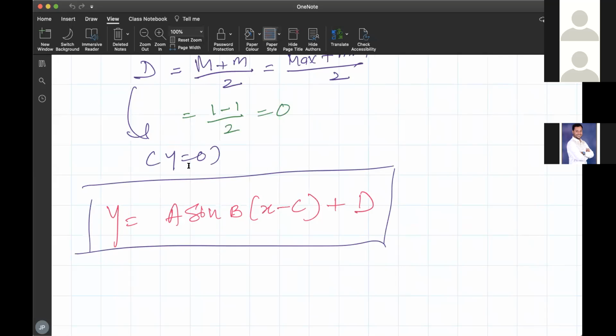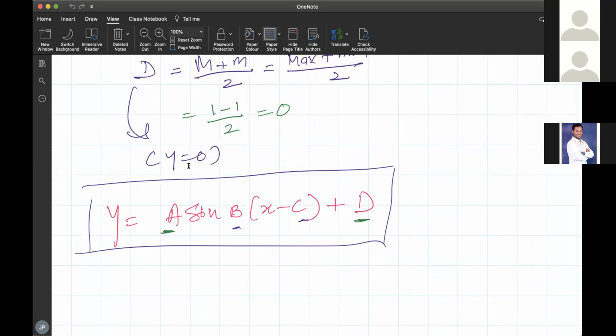We already saw what A and D are. The biggest challenge, of course, is to figure out what B and C are. That's why we have an exploration that we'll take a look at for B and C especially. But A and D, I hope that is clear. A and D just come from the maximum and the minimum value. B and C, we need to just see what they are.